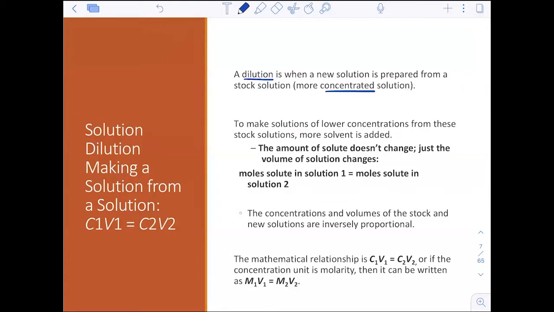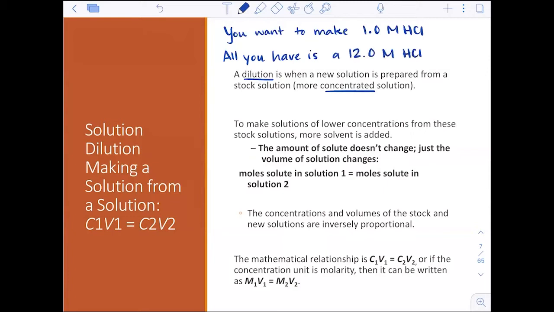So usually, typically, a situation in the lab is you need to make a 1.0 molar HCl solution. How do I know that's a solution without even writing HCl? It has a concentration. Again, we are going to be assuming that everything is in water as the solvent. All you have is a 12.0 molar HCl solution.